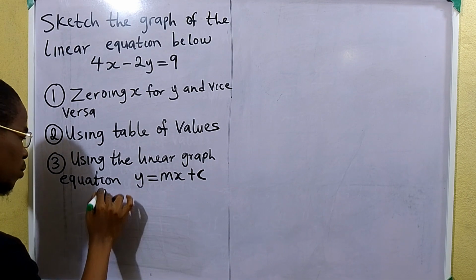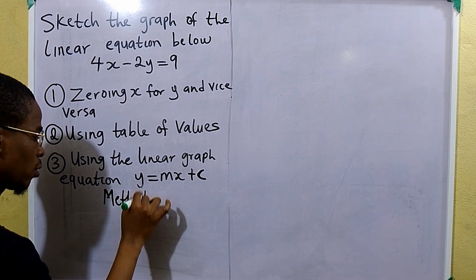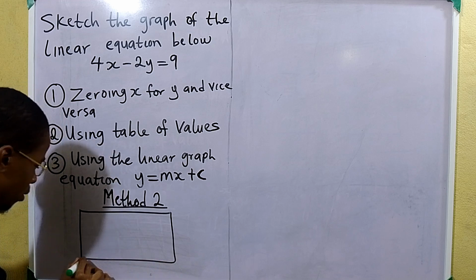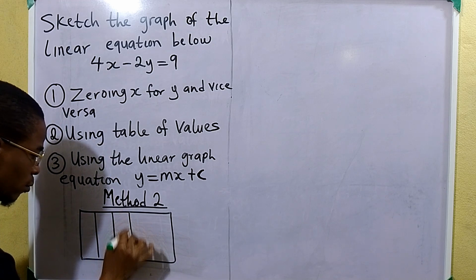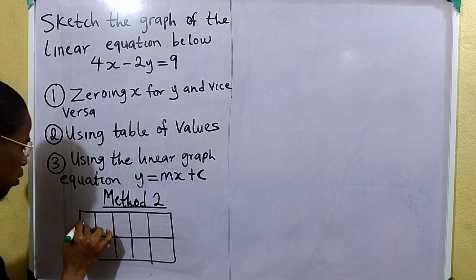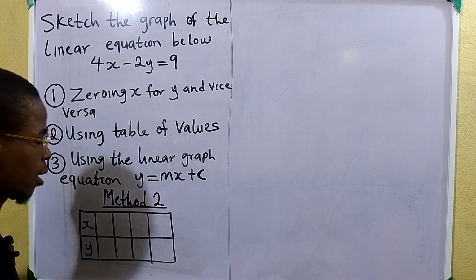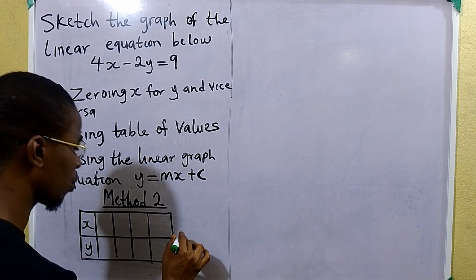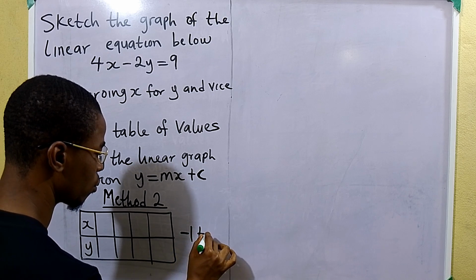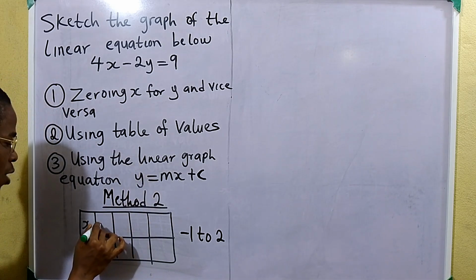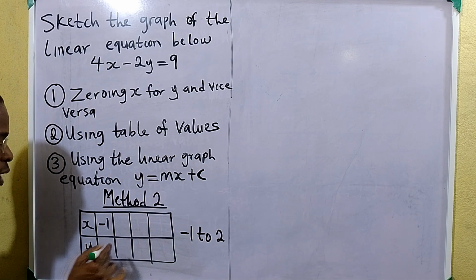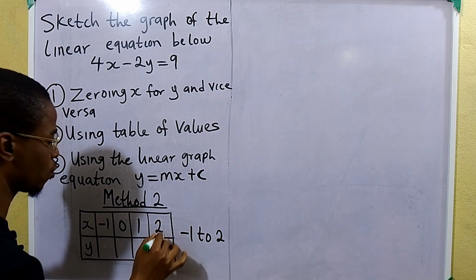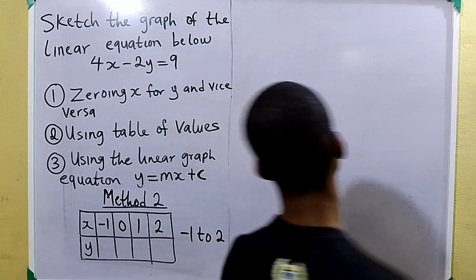Now for method 2, I'm going to make a table of values. Here will be my x, here will be my y. I'm going to change the values of x to give me different values for y. So I'm going to take from -1 to 2. So when x is -1, what will be the value of y? When x is 0, what will be the value of y? When x is 1 and when x is 2. So let's fill up this table before we draw our graph.